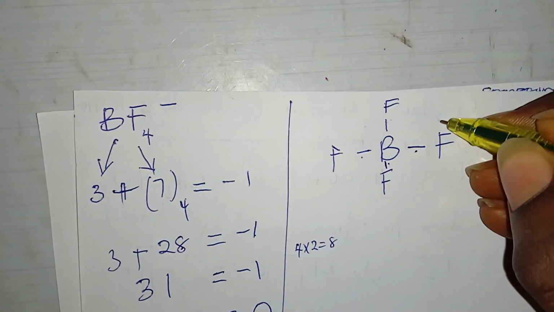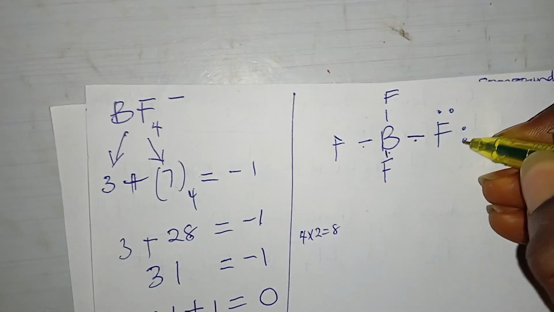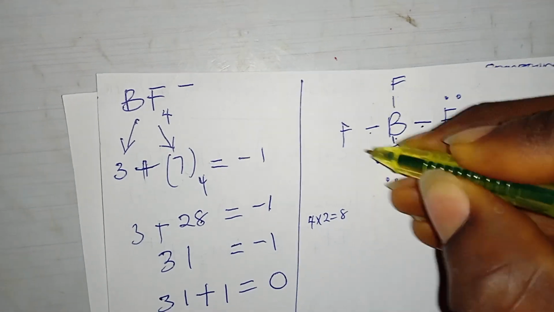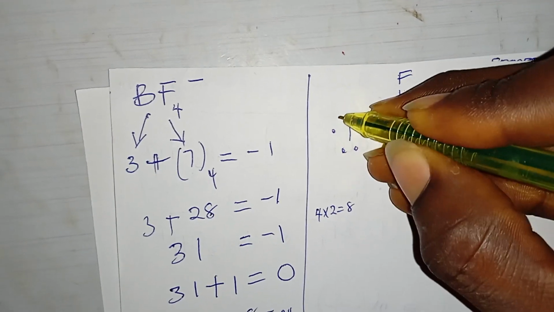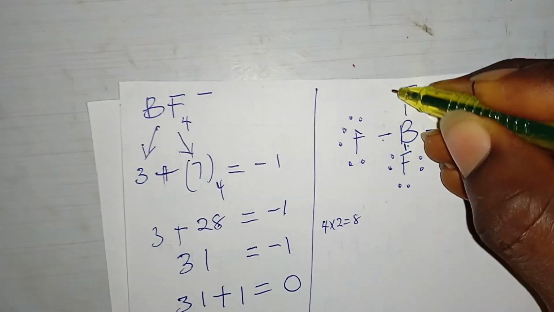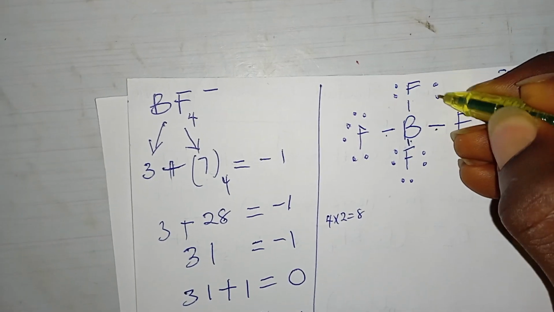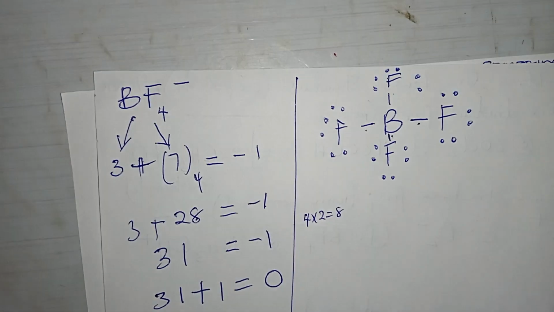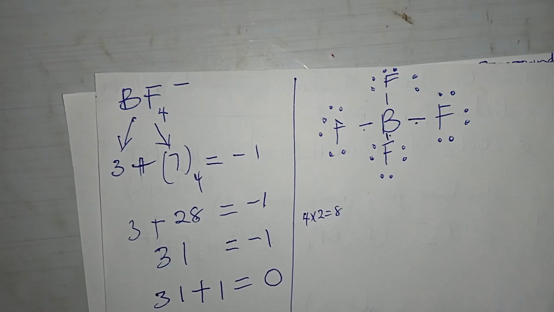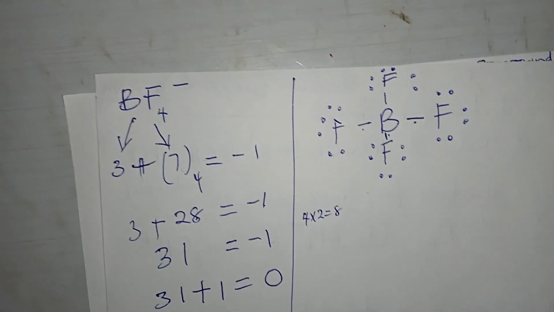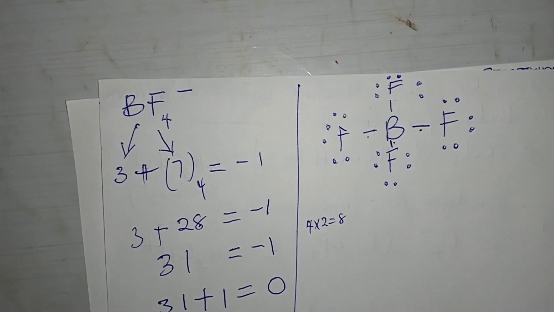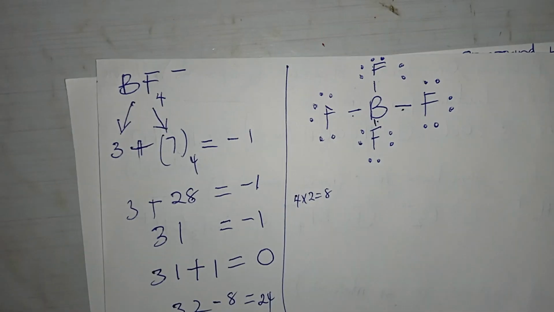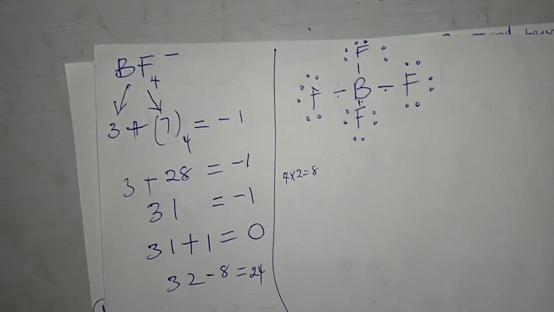So that this now becomes 1, 2, 3, 4, 5, 6, 7, 8, 9, 10, 11, 12, 13, 14, 15, 16, 17, 18, 19, 20, 21, 22, 23, 24. So there you have it for boron fluoride. This is how you have the ion. So let's move to the next question.